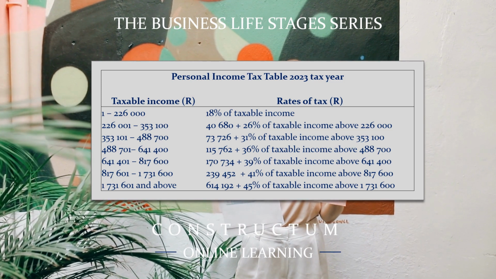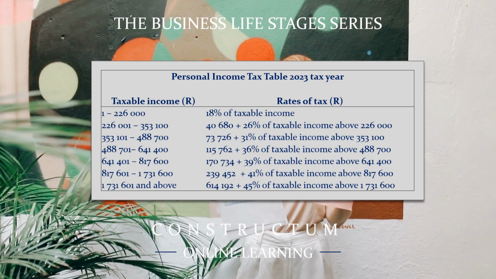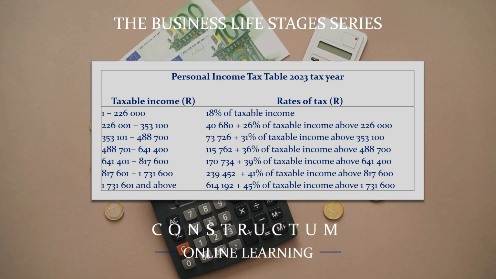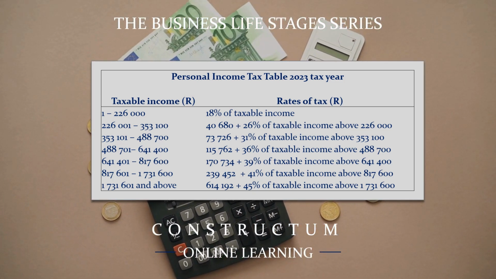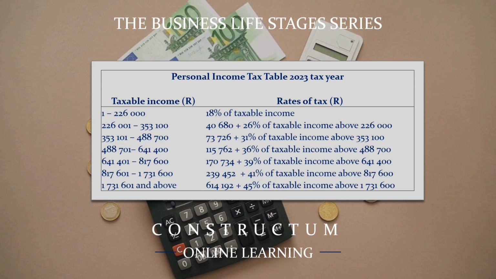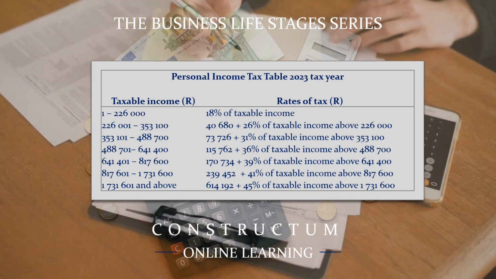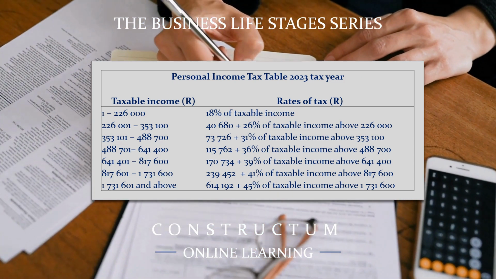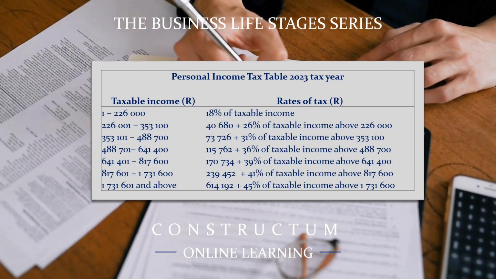So do you see that a person earning 300,000 would be at an effective tax rate of 20%, where a person earning 180,000 would be at an effective tax rate of 18%. That's why we say it's a progressive tax dispensation. The more you earn, the more you pay.